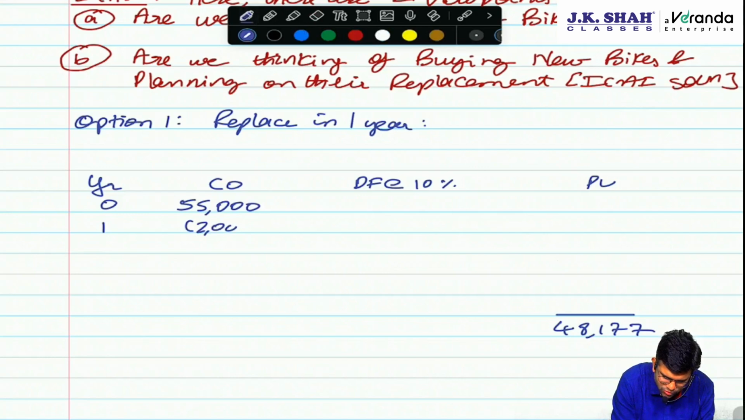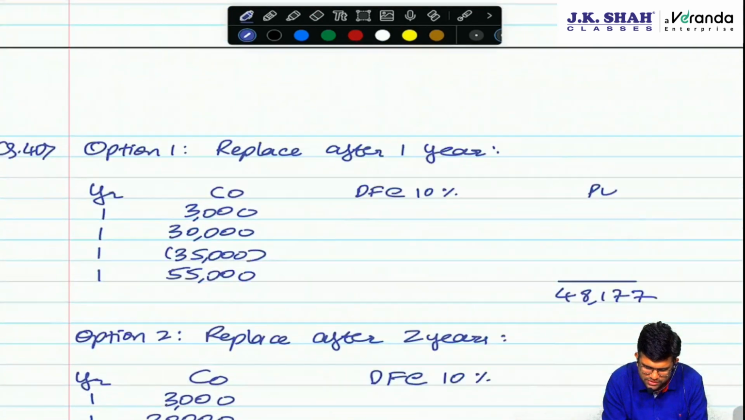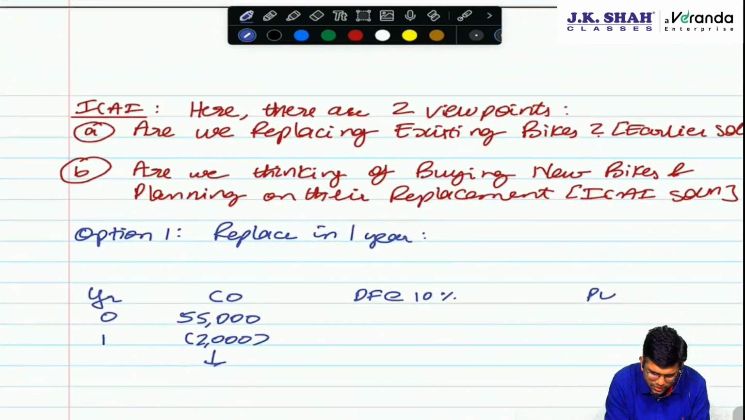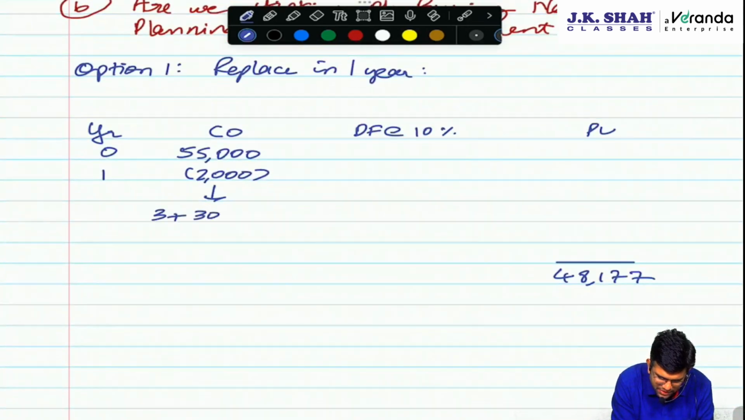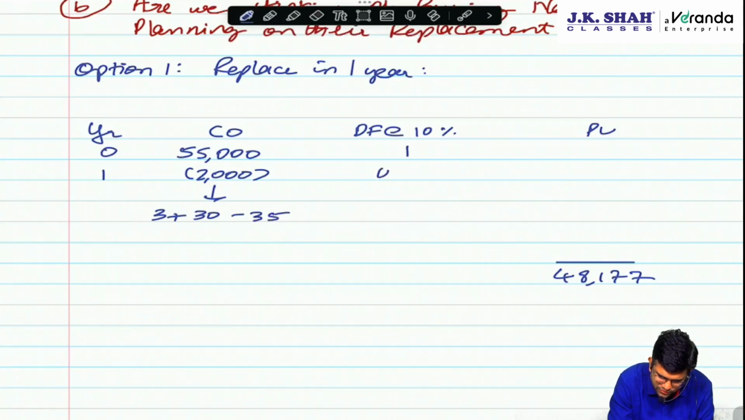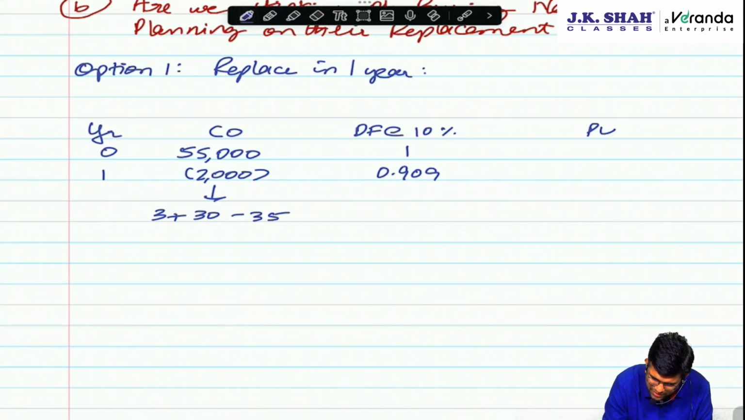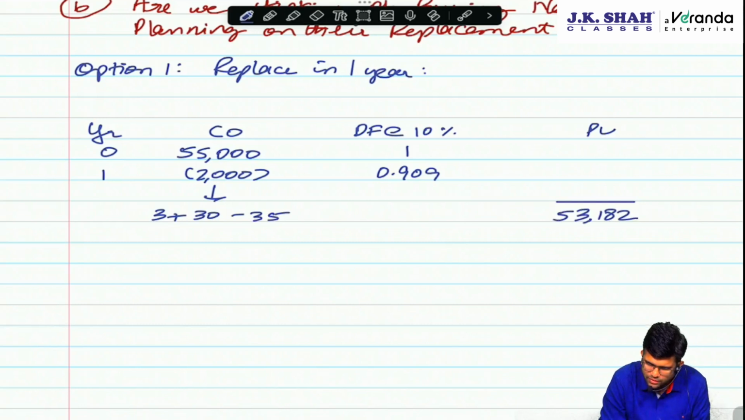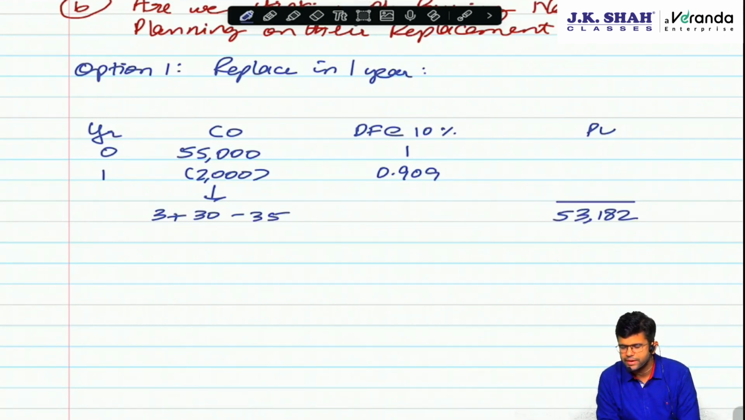Students, all understood what I'm doing? And this 2000, if you want, for the first year we can write and keep how we got. It is 3 plus 30 minus 35. Okay, this will be 1, this will be 0.909, 53,182.